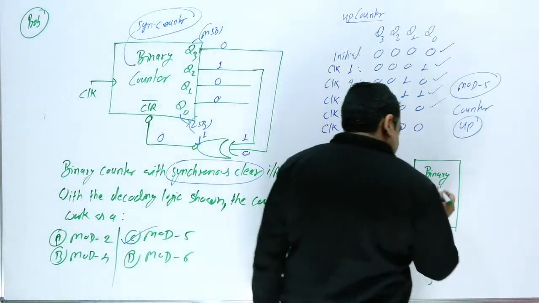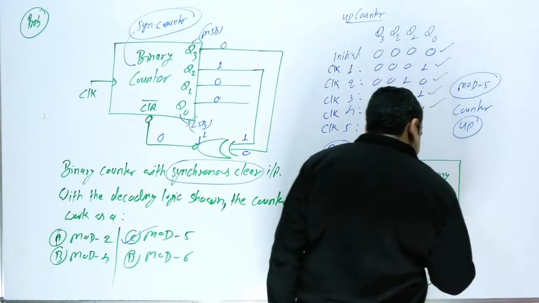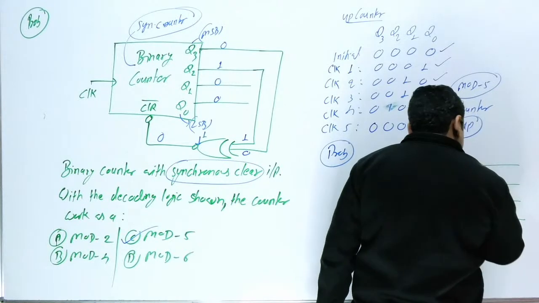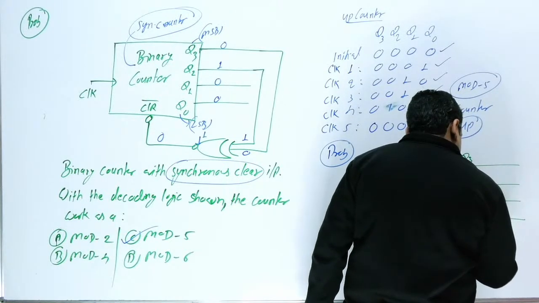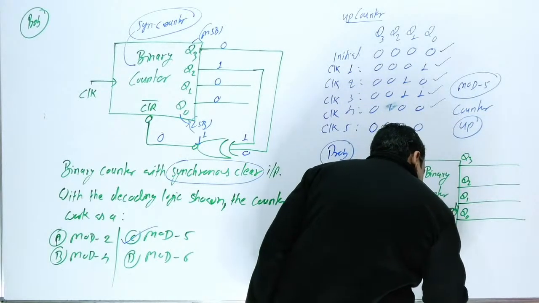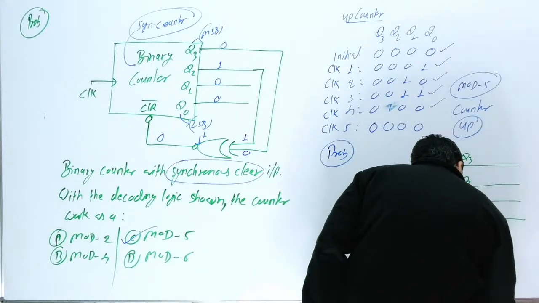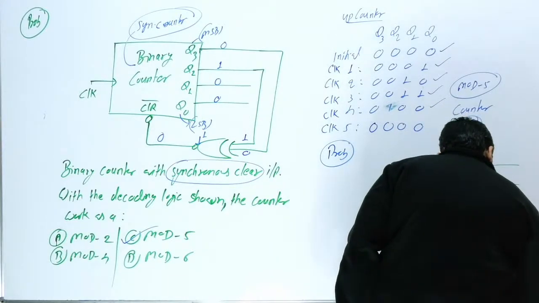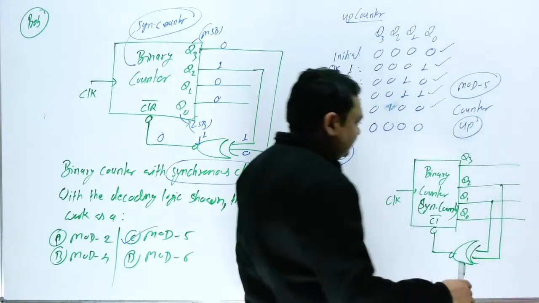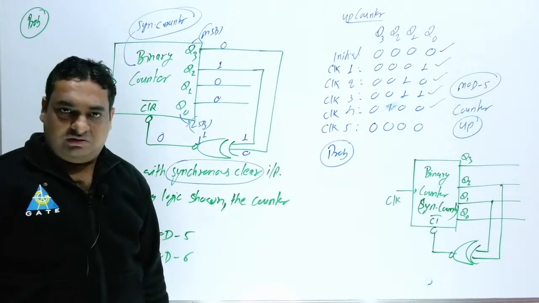And this is a synchronous counter. Here there are 4 outputs: this is Q3, this is Q2, this is Q1 and Q0. Okay, now here I am going to use this clear. Again, the same circuit I am going to use: this is a NOR gate, and it is connected with Q1 and Q2.